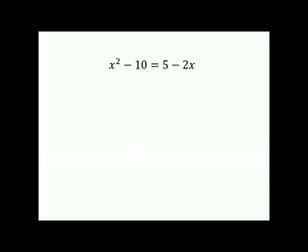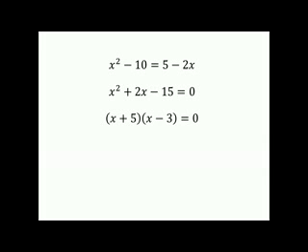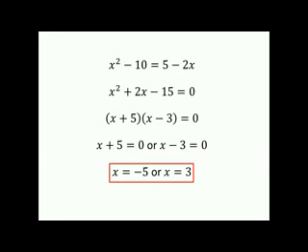Alright, here's another quadratic equation, but this one is not factored out. We'll move all the terms to one side of the equation so that we get x squared plus 2x minus 15 equals 0. You should always try to factor quadratics first. This one will factor into x plus 5 times x minus 3. Set both factors equal to 0 and solve for them. We get x equals negative 5 or x equals 3. Box them in together.